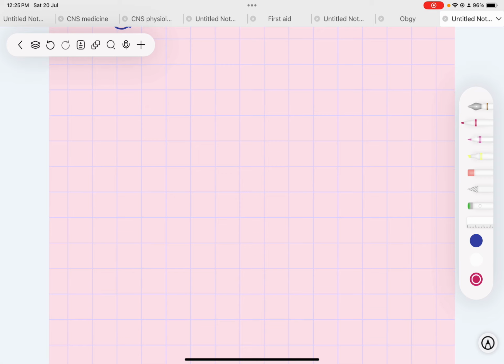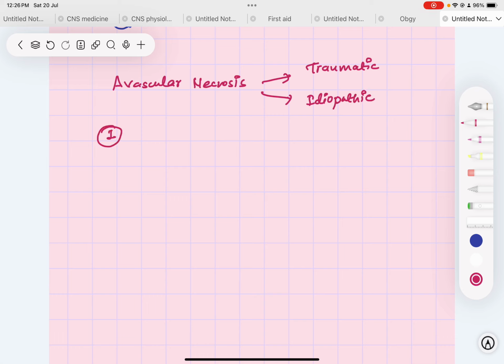So let's see what this condition actually is. Avascular necrosis can be traumatic or it can be idiopathic. So let's first learn about the femoral head. What are the idiopathic conditions that can lead to this? I mean, not idiopathic but non-traumatic.